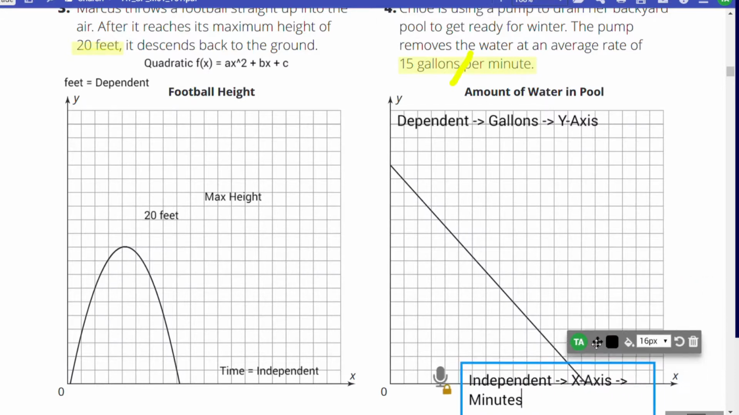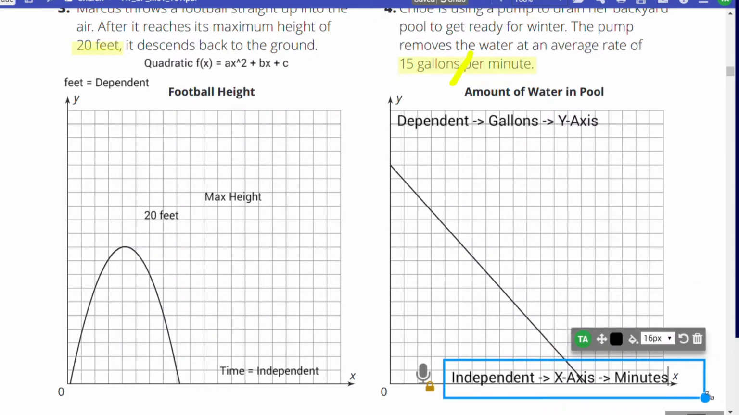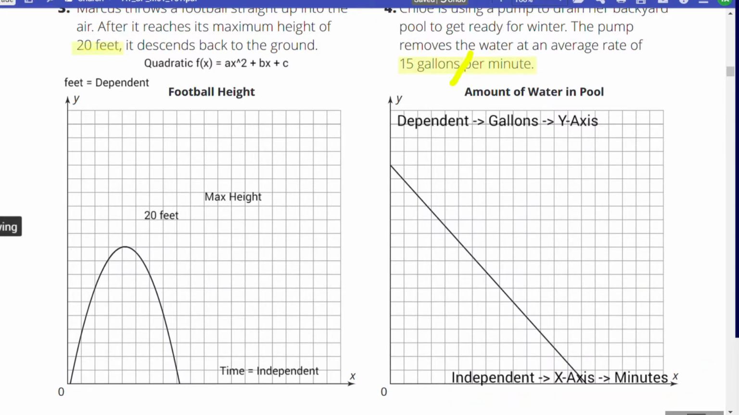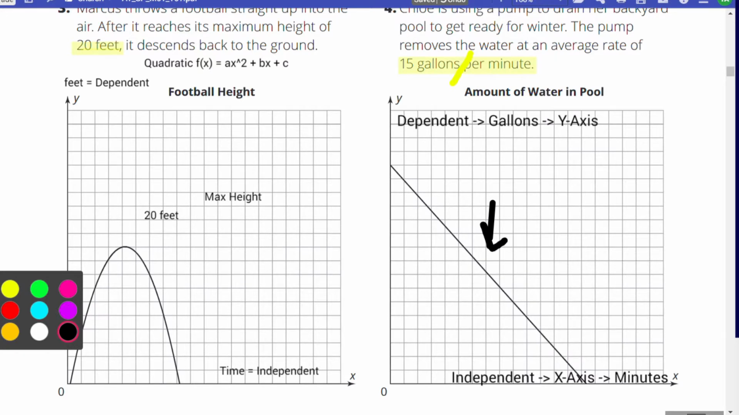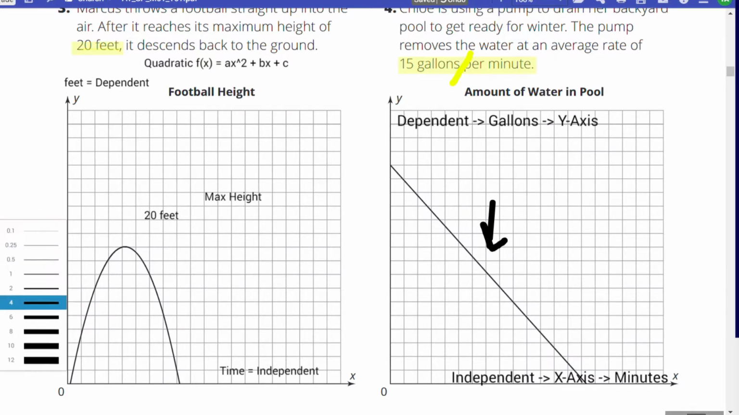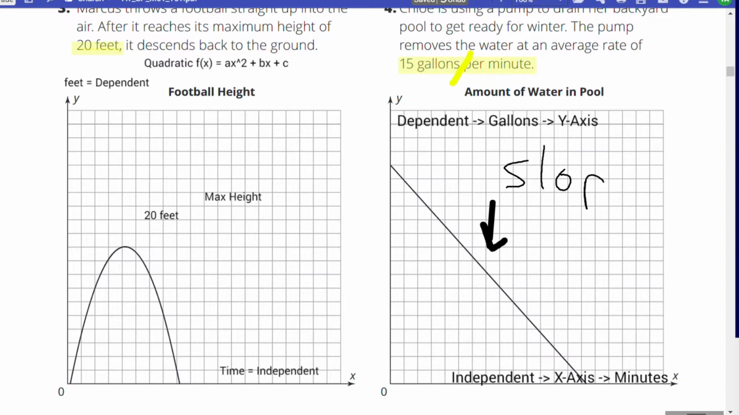And so the actual slope of this thing, the slope of this right here, this particular slope is what we would call the unit rate of change. So the slope would be gallons per minute.